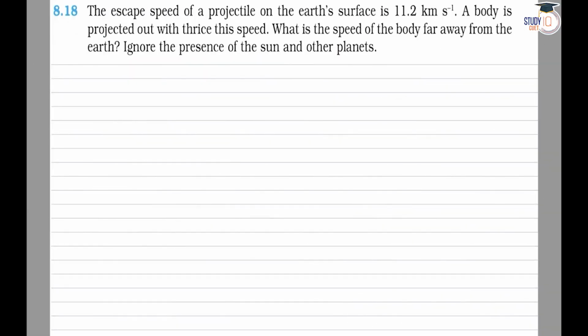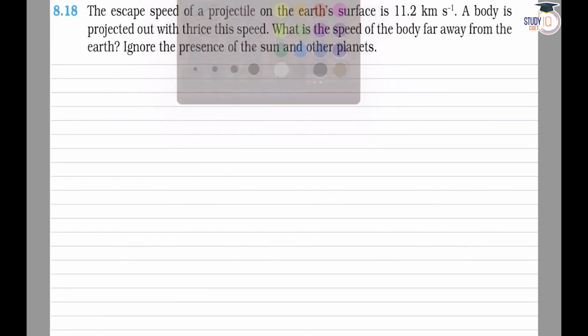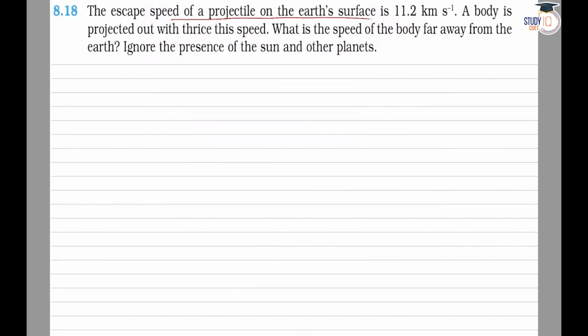NCERT Physics Class 11th, 8th chapter, which is Gravitation, question number 8.18. In this we are given that the escape speed of a projectile on a surface is 11.2 km per second. If the body is projected with thrice the escape speed, what is the speed of the body far away from the earth?